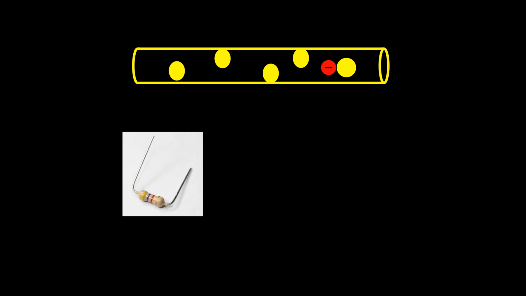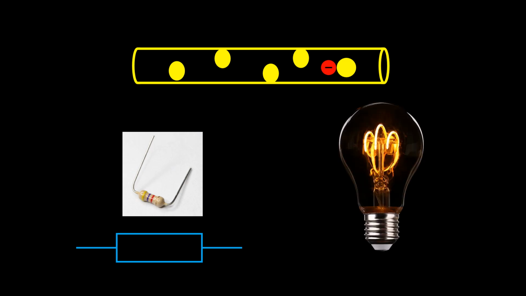This is a circuit element called a resistor. A resistor opposes the flow of charge. This means resistors have a resistance. You will learn more about resistors in the second term. The circuit diagram symbol for a resistor is drawn like this. However, please note that resistors are not the only circuit elements which have resistance. Light bulbs also have a resistance.